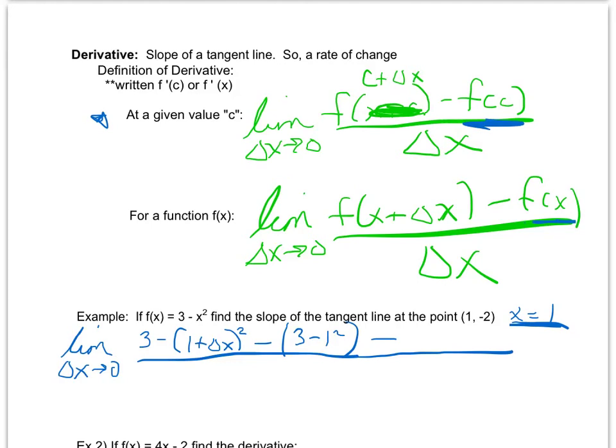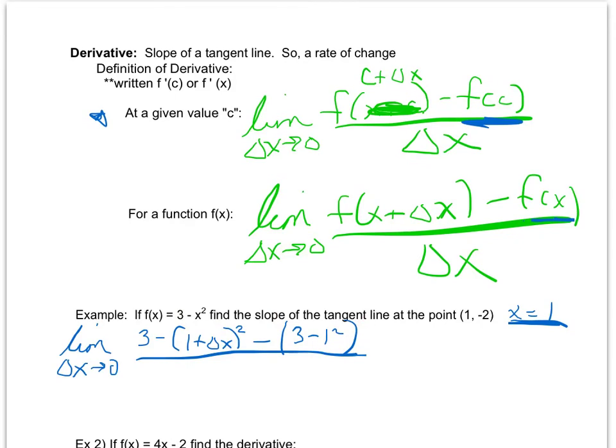Oh, no, I had that. I'm sorry. I'm confusing myself. I'm not following my work very well. So f of c plus change of x is right here. F of c is here. I apologize. All over change of x.